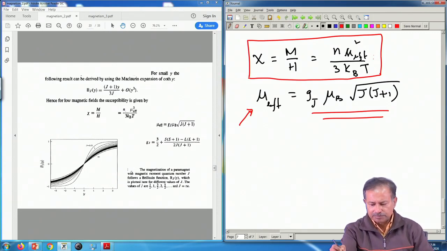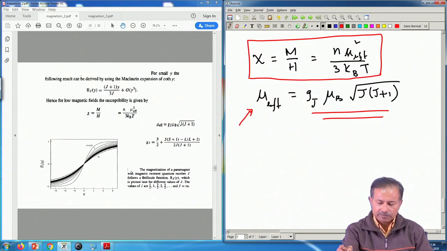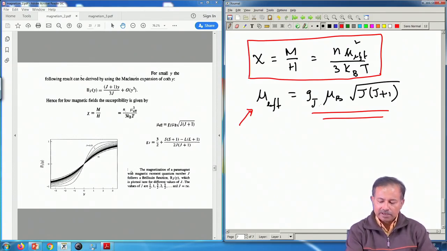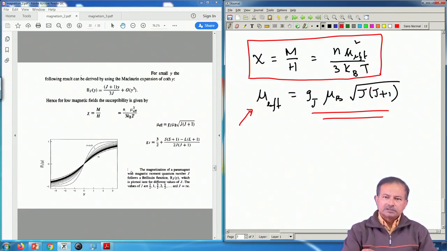So experimentally you just plot it with respect to 1 by k_BT, for example, and then you know that the coefficient should be N mu effective squared by 3. So N is known, the density is known, and then of course mu effective can be easily figured out from that. From that you can go back and find out this effective value of J or so on. That is a standard practice people do, and then compare these with the estimated values.